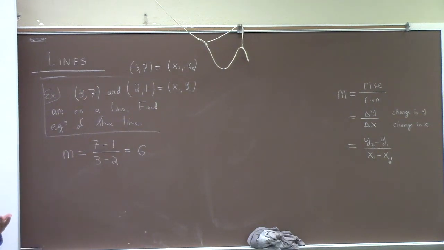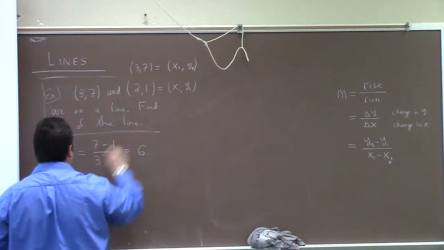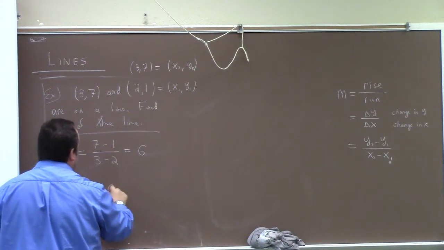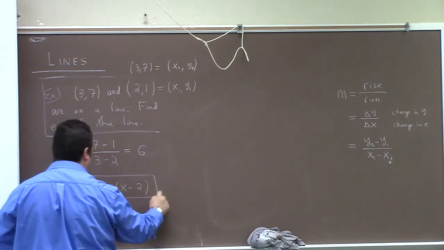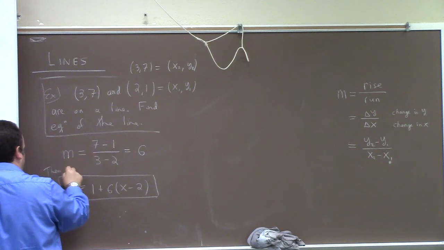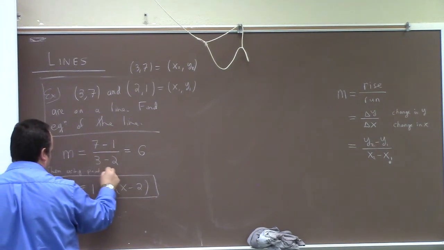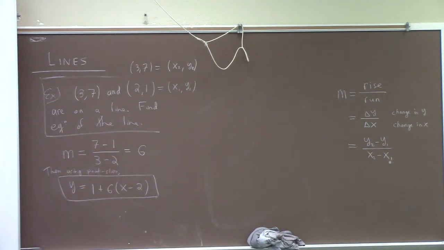And then what can I do? Pick whichever point you like. I'll use this one. 1 plus 6 times x minus 2. There you go. That's the equation of the line that we're looking for.